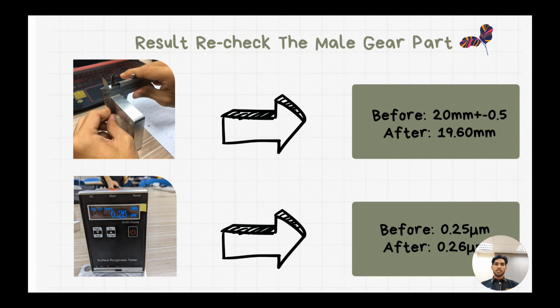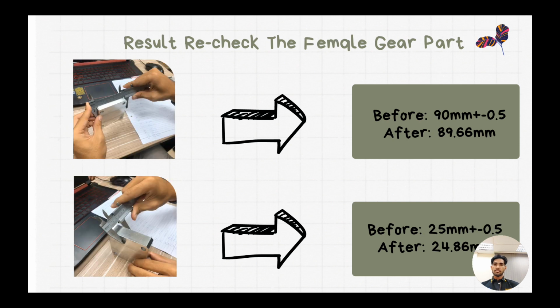The last picture shows the measurement we made to measure the surface roughness. The original measurement was 0.25 micron and in the measurement we made we got 0.26 micron. Next slide. On the next slide, we check the dimensions of the female gear part.